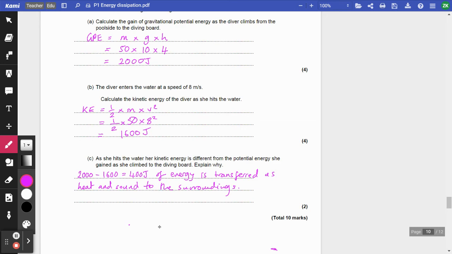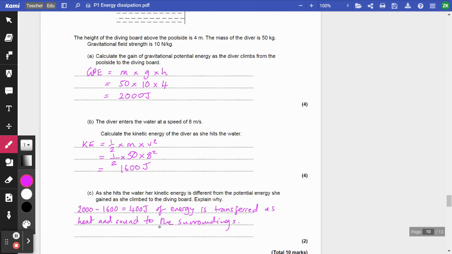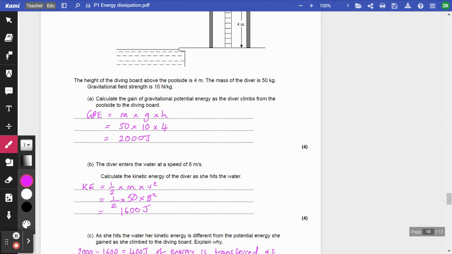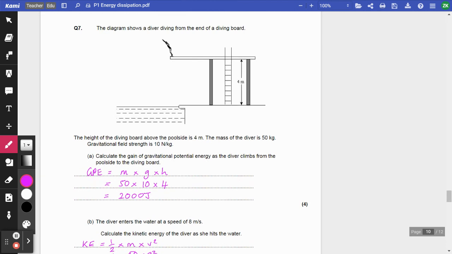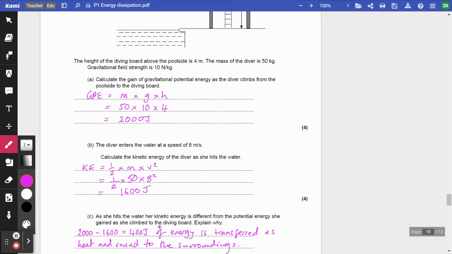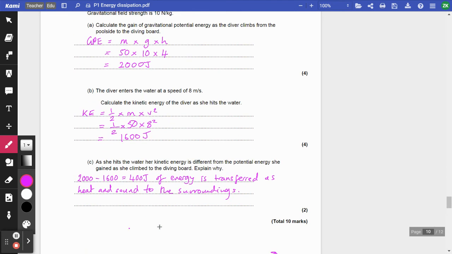Okay, now alternatively, I haven't written it down. You could have written that the diver is jumping, so it's not really 4 meters, it's higher than 4 meters. So that GPE is incorrect. And also when the diver falls, they don't just fall, they maybe spin and turn. So the rotational kinetic energy needs to be factored in as well. So that's the reason why they could be different as well.